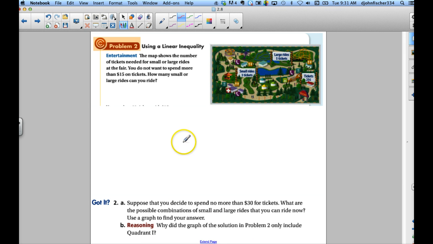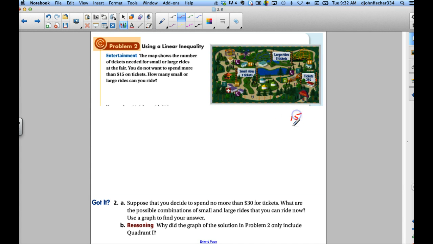Okay, so now it says use a linear inequality. The map shows the number of tickets needed for small or large rides at the fair. You do not want to spend more than $15 in tickets. How many small or large rides can you ride? Well, first of all, it's 25 cents a ticket.